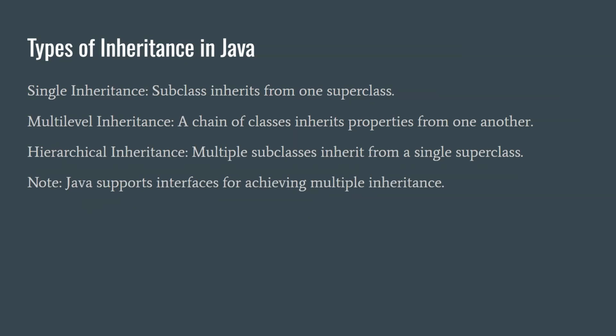Multi-level inheritance refers to a scenario where a subclass acts as a superclass for another class, creating a chain. And hierarchical inheritance involves multiple classes inheriting from a single superclass. It is important to note that Java does not support multiple inheritance through classes directly, but this can be achieved using interfaces, which we're going to cover in a future lecture.